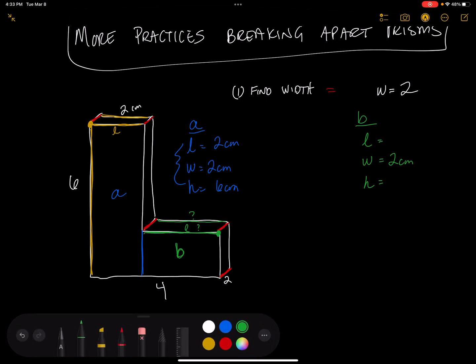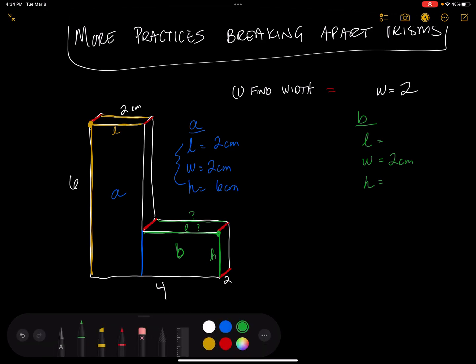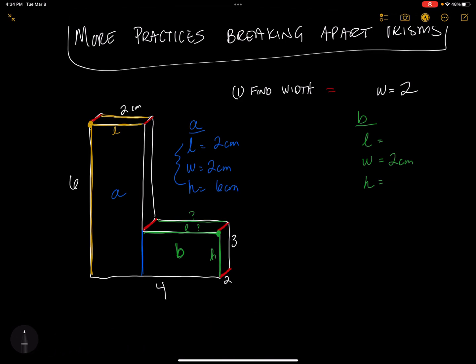Okay, so then we will go to height. Do we have our height? This is going to be our height. Our height is up and down. Now, I should actually go like this. I forgot to give a measurement. We'll just put 3 for this one right here.